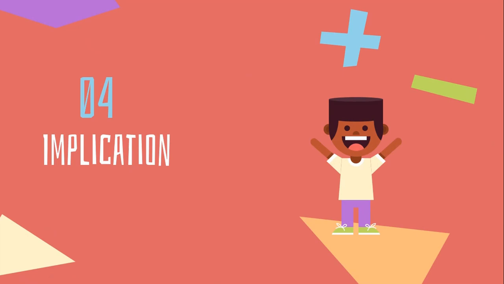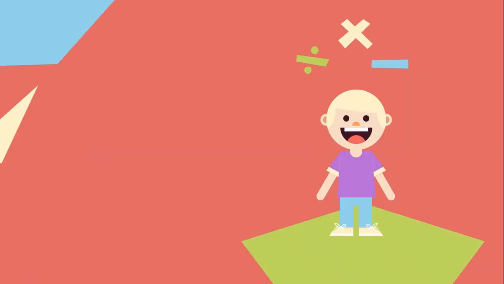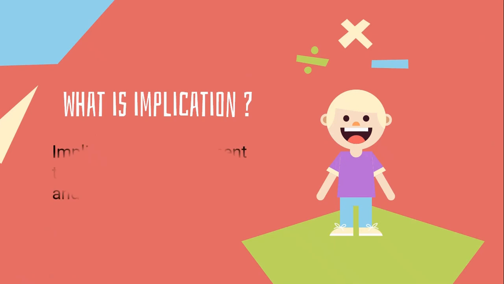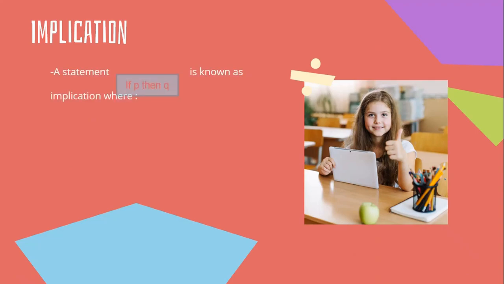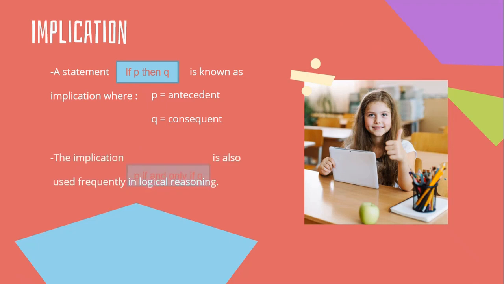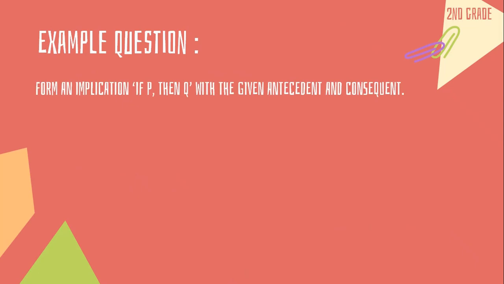Okay, next, we move to implication. Okay. What is implication? Implication is a statement that consists of antecedent and consequent. If P then Q is known as implication, where P is an antecedent and Q is a consequent. Other than if P then Q, the implication P if and only if Q is also used frequently in logical reasoning.